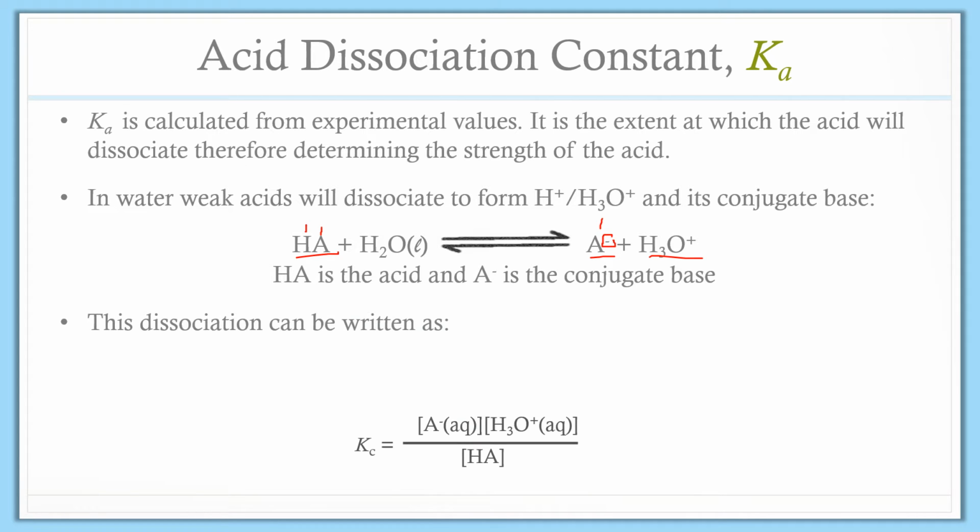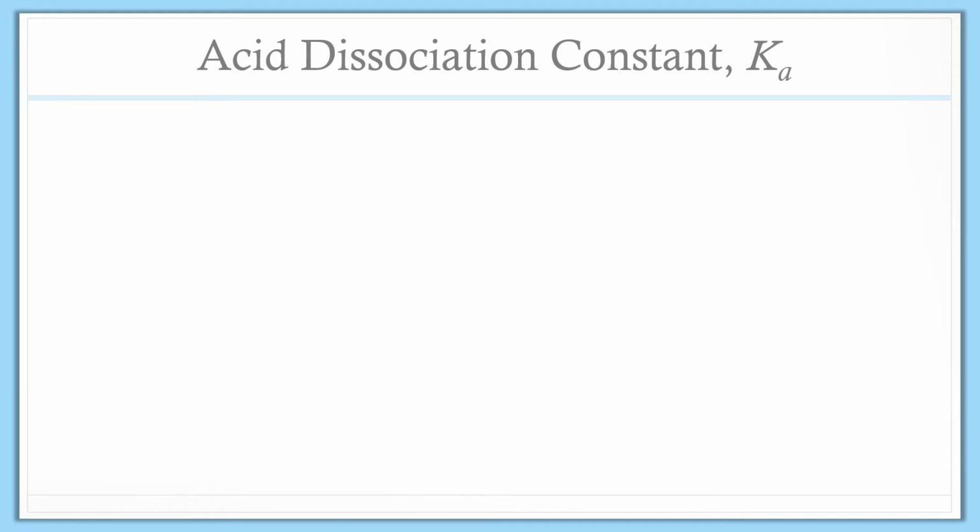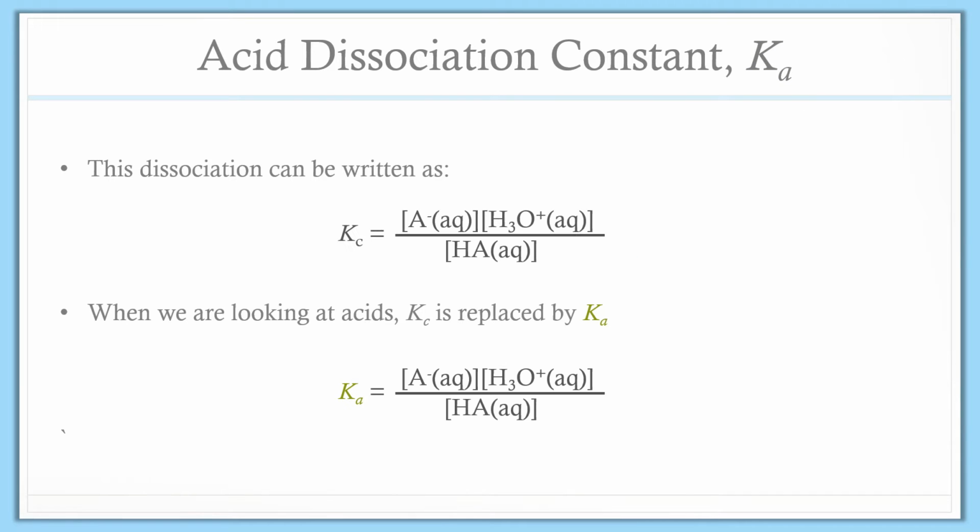You can write that dissociation right here. This is all revision of my last video, just making sure we're all on the same page. As always, we've got the reactants, minus water, on the bottom and the products on the top, as concentrations. The dissociation constant can be written like this, and when we're talking about acids, we use Ka instead of Kc. It's the same thing; Ka just means we're dealing with an acid.